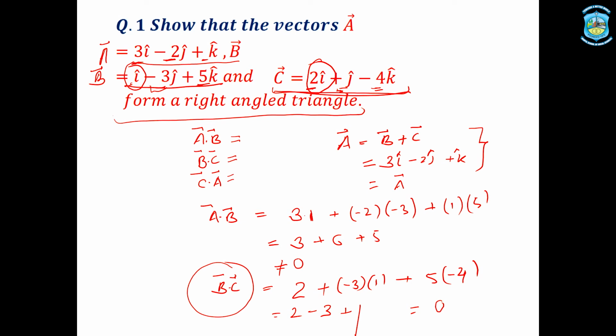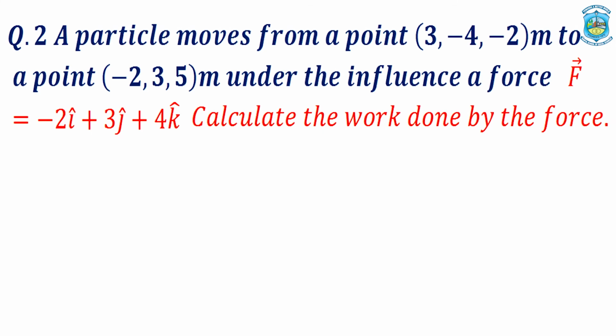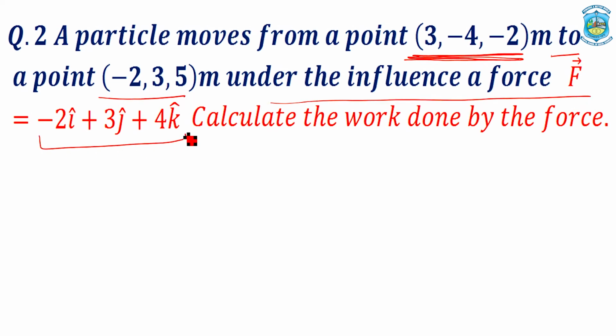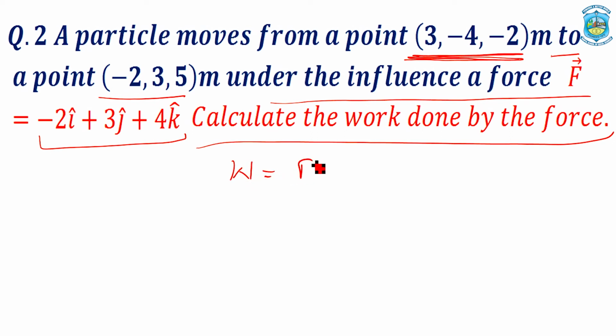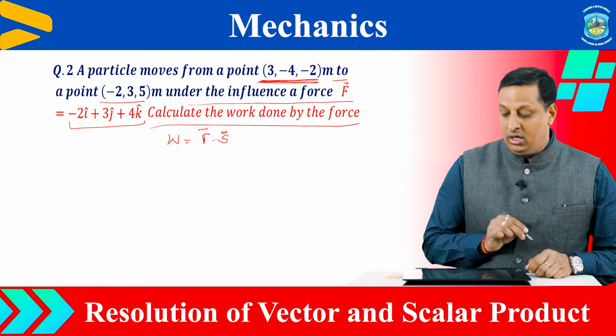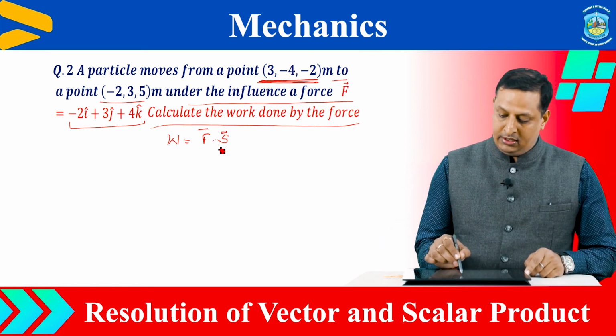Now let's move to the next question. Here in this question, we are given a particle which is moving from a point in three-dimensional space to another point, under the influence of a certain three-dimensional force, and we have to calculate the work done. We know from the definition of work done that work done is equal to the dot product of force and displacement. So first of all, we need to find this displacement vector.